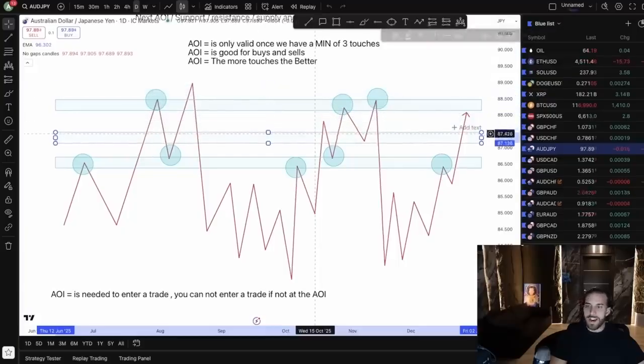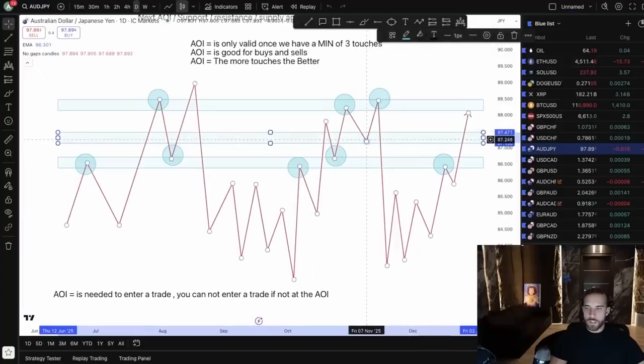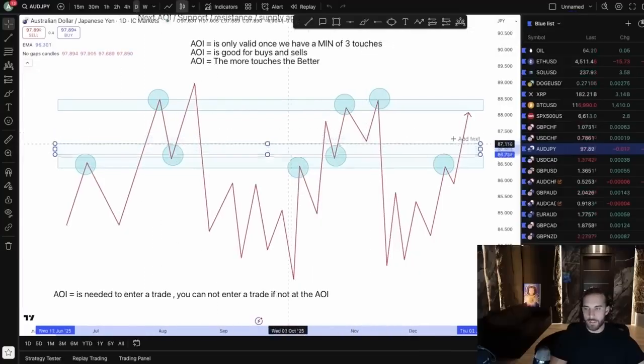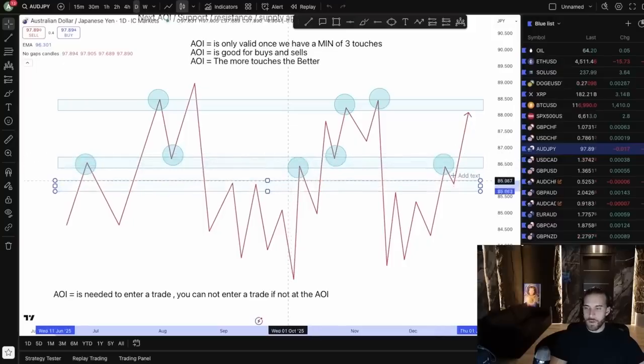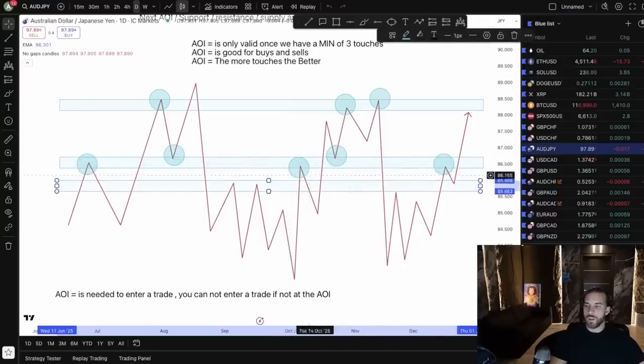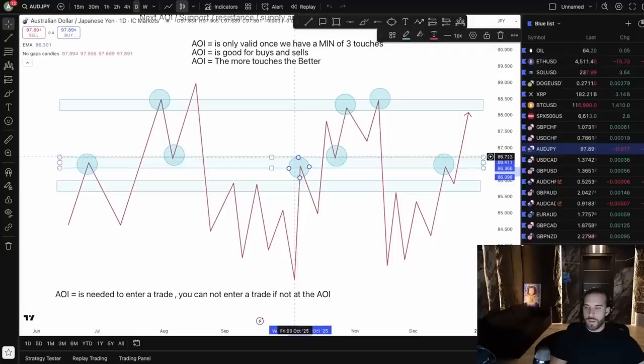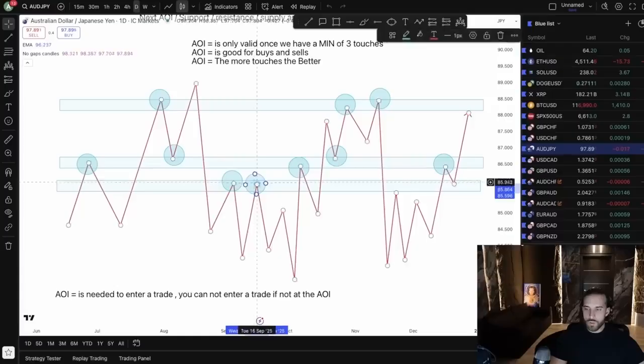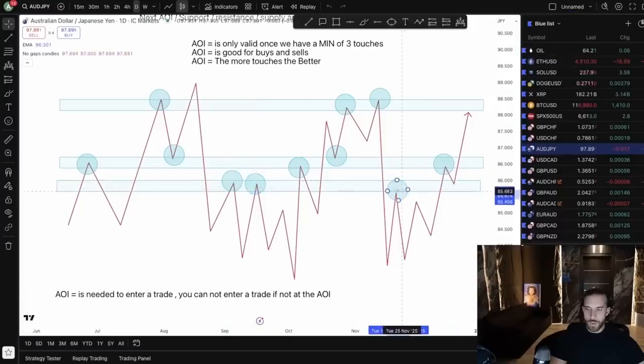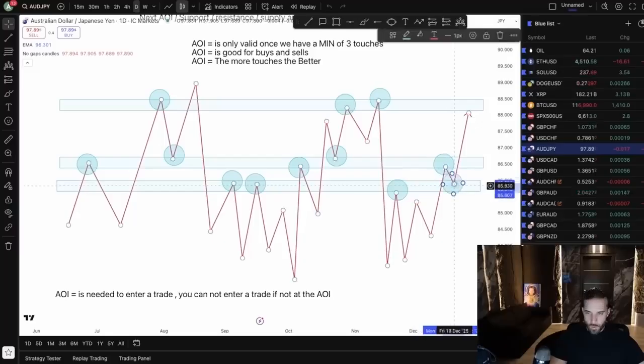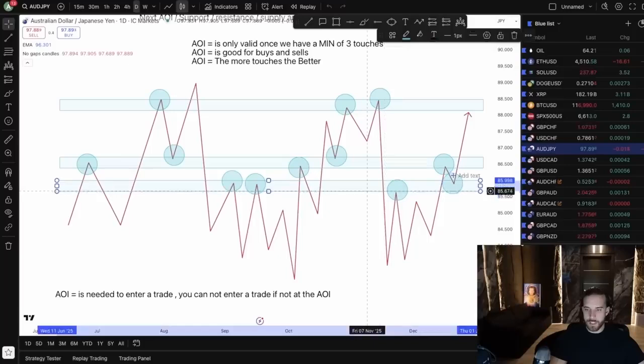Is this right here a valid area of interest? We have 1 and none. Nothing to the left, so no, not a valid area of interest. We keep coming down, boom, we run into this zone. What do we have here? We have 1, we have 2, and then we have 3 and 4. Is this a valid area of interest? Yeah. It is very clean and obvious that it has respected this area.